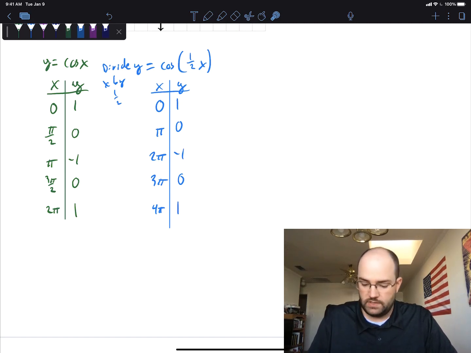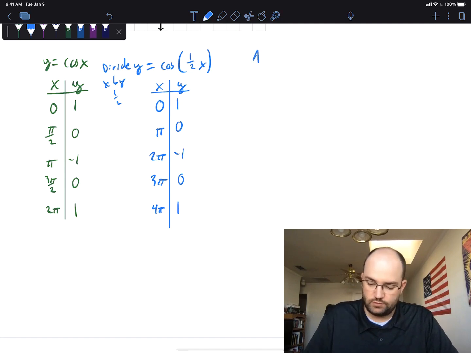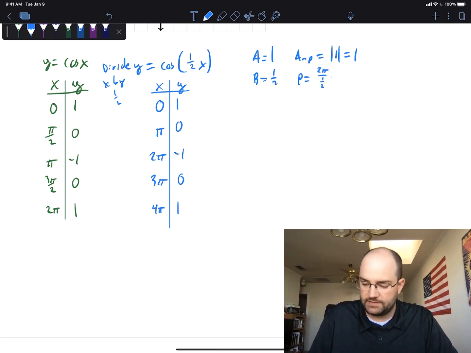Excellent. Now let's go ahead and write down what everything is. So A in this case is 1, which gives us an amplitude of the absolute value of 1, which is 1. B is a half, so the period is 2 pi over a half. Multiply top and bottom by 2, that gives us 4 pi. That tells me the frequency is 1 for every 4 pi units.